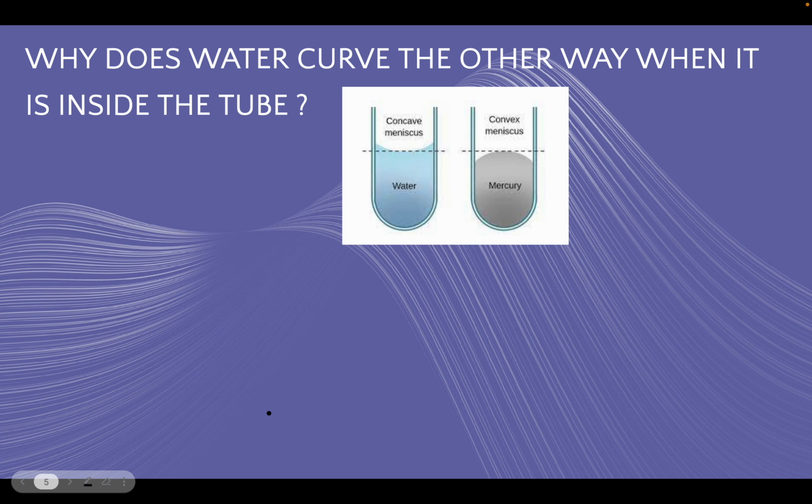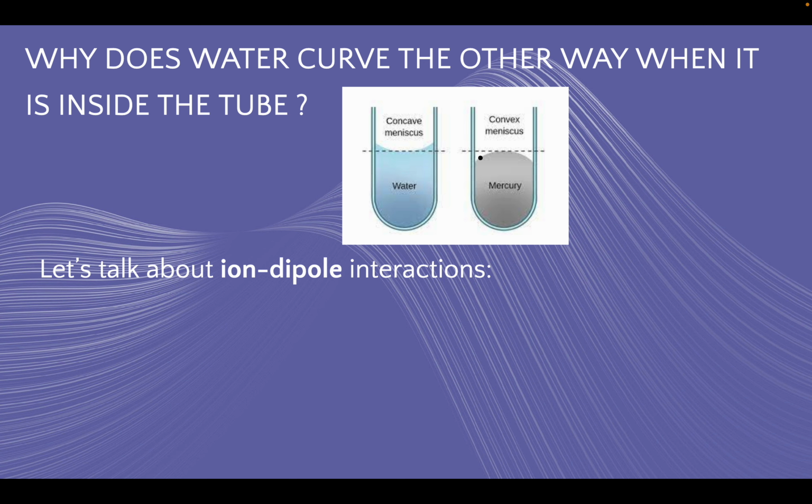All right. So let's go back to that picture from earlier. How come the meniscus curves up sometimes and curves down other times? Like, what's going on there? In order to do that, we have to talk about one more interparticle force, and that's called an ion-dipole interaction. So just like the name says, you need two things.